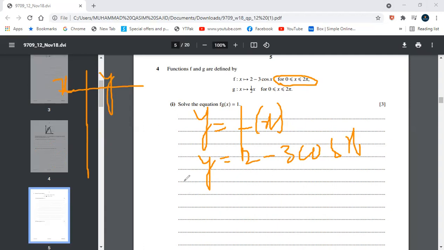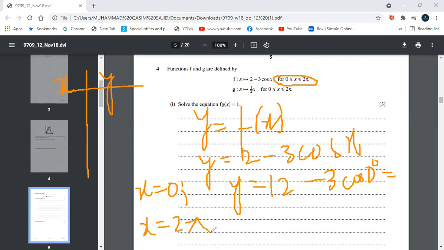Now I am putting x equals 0. For x equals 0, it must be 2 minus 3 cos 0. So what will be the value? For x equals 2 pi, what will be the value? y equals 2 minus 3 cos of 2 pi. Now this is 0 and this is 180, so you must find the value of cos pi. So x equals pi, we just have to find the value.